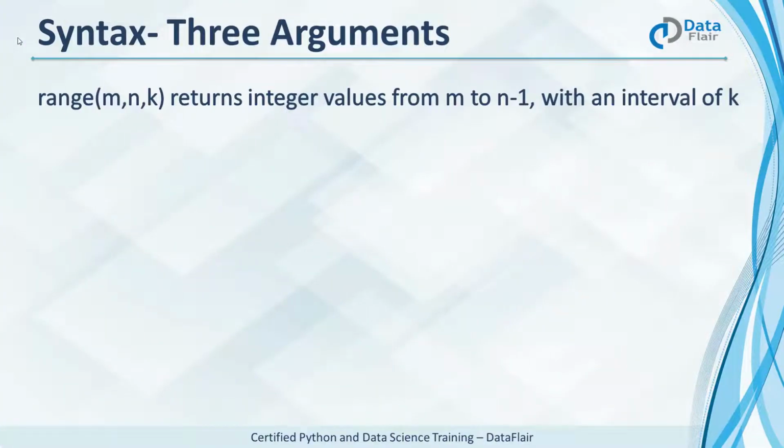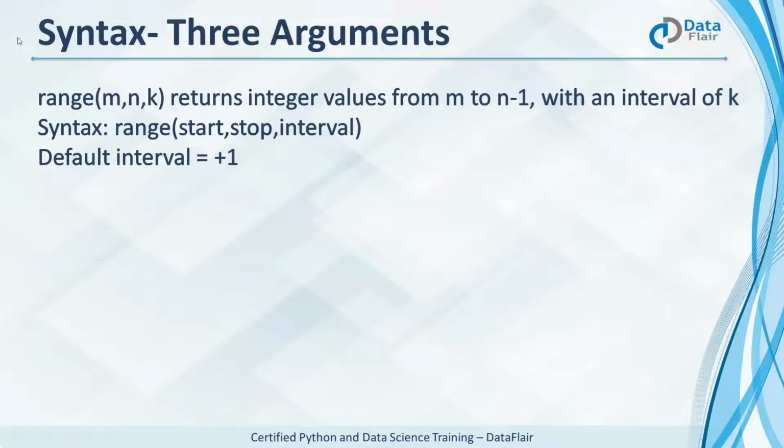Now with 3 arguments, we get values from the first to the second minus 1, but at an interval of the third. This is the step value. So this tells it where to begin, where to end, and how much to increment each value by. The default for this is +1.